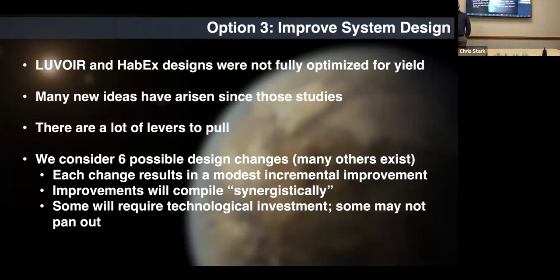So what I'm going to consider now are 6 design changes, and none of them are design changes that have a huge impact on yield. They all have a relatively modest incremental impact on yield. But in the end, they're going to compound, much like compound interest, right? So as much as I hate the term synergy, it applies here. These are synergistic changes. Now, some of these design changes are not going to pan out. Some will require large technological investments. So they're not all necessarily realistic, but we need to understand what they are so we can figure out the right path forward here.